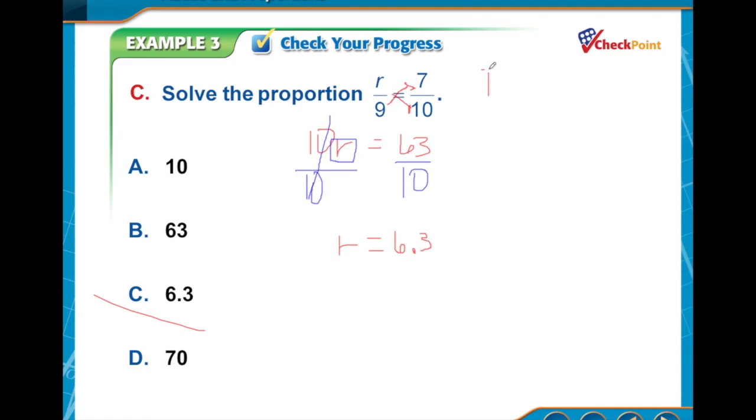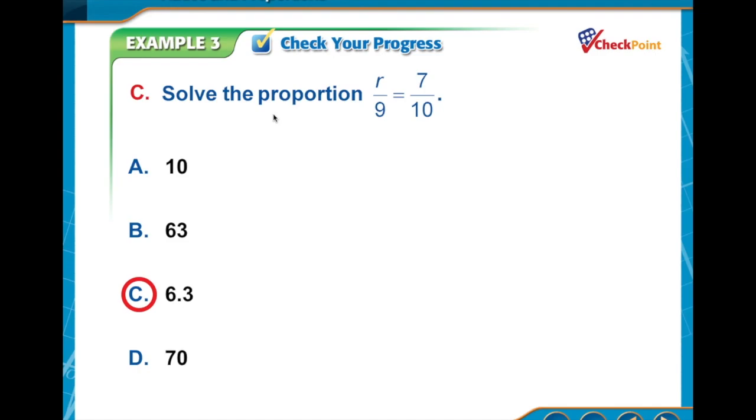So the first thing you always do here is cross multiply. The second thing you need to do is divide, and that will solve for your variable. So the first thing, cross multiply and then divide. So we did that, and then we divided by 10. That's how we get this answer. These two steps will get you where you need to be on all these proportion problems. So for 3C, there we have it, 6.3.